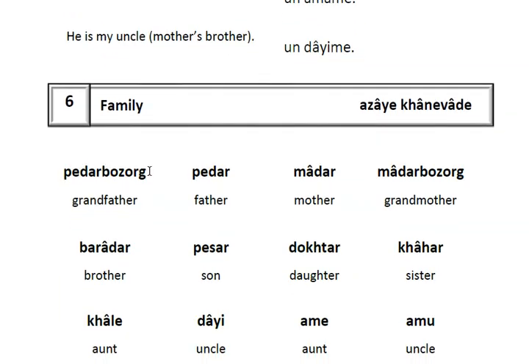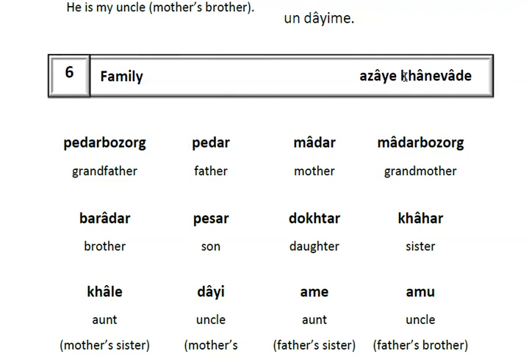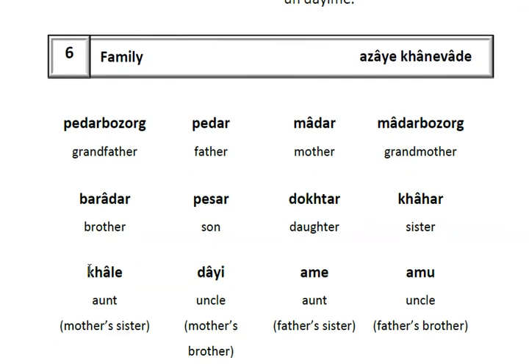Let's take a look at اعضای خانواده, family members. اعضا means members. پدر بزرگ. پدر. مادر. So you can see the translations, I just read the Persian words. مادر بزرگ. برادر. پسر. دختر. خواهر. خاله. دایی. عمه. عمو.